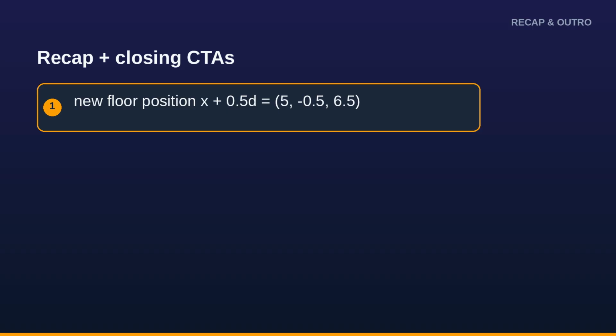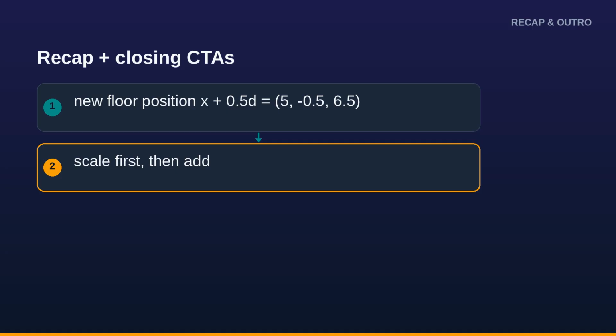So the stuck robot is unstuck. Scale first, then add. For 4, 1, 6 plus a half step of 2, minus 3, 1, the new floor position is 5, minus 1/2, 6.5.